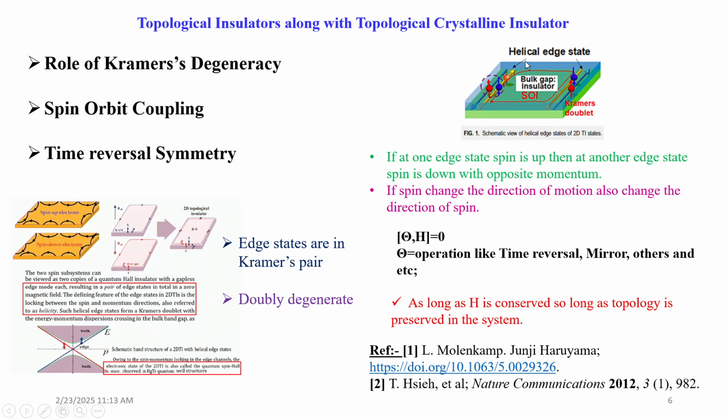And time reversal symmetry states that as the electron changes the direction of its momentum, it also changes the direction of its spin. So this is also preserved by the time reversal symmetry. And the bulk gap is insulating because these are materials designed in such a way that there is an induced internal magnetic field, which creates the cyclotron orbits inside the material. So the bulk is insulating in these materials.